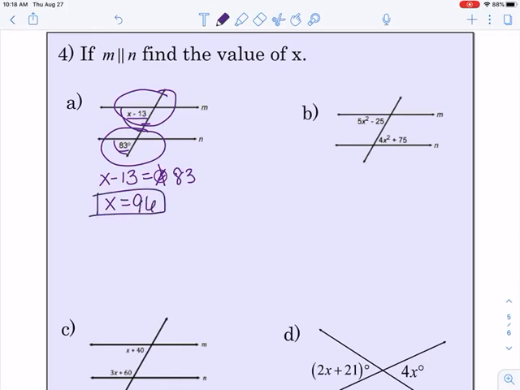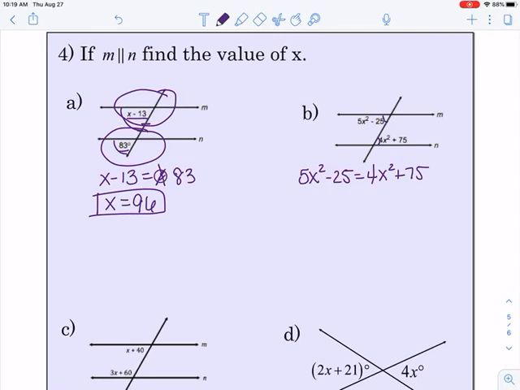Okay, for part B, you have this angle here and this angle there, one from the top, one from the bottom, opposite sides of the transversal. That means that those two are alternate interior angles, and alternate interior angles are congruent. So again, we'll set them equal to each other. So 5x squared minus 25 is going to equal 4x squared plus 75.